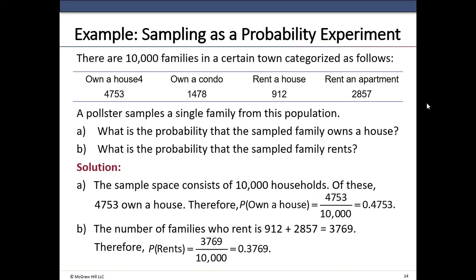Part B, what is the probability the sample family rents? They can rent a house or rent an apartment. Add the two together: 912 plus 2,857 is 3,769. Divide that by the total sample size, which is 10,000.